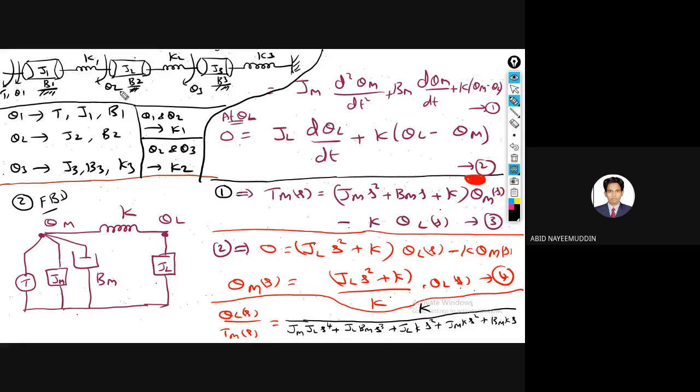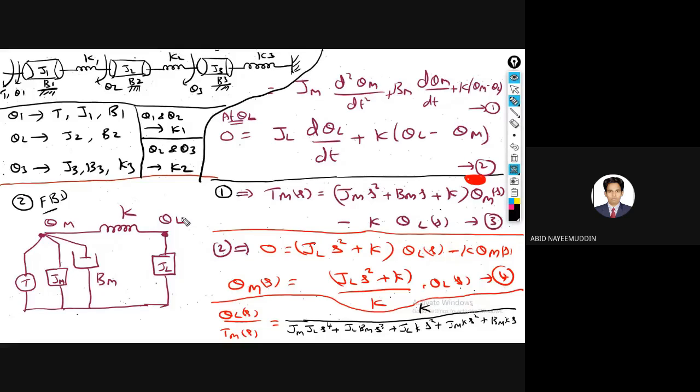Similarly, between theta 2 and theta 3 there are J2, B2 and K2, but only K2 is common, because J2 is a mass and B2's other end is connected to ground. Just write the differential equations. You will be getting 3 differential equations for this one, at theta 1, theta 2 and theta 3.